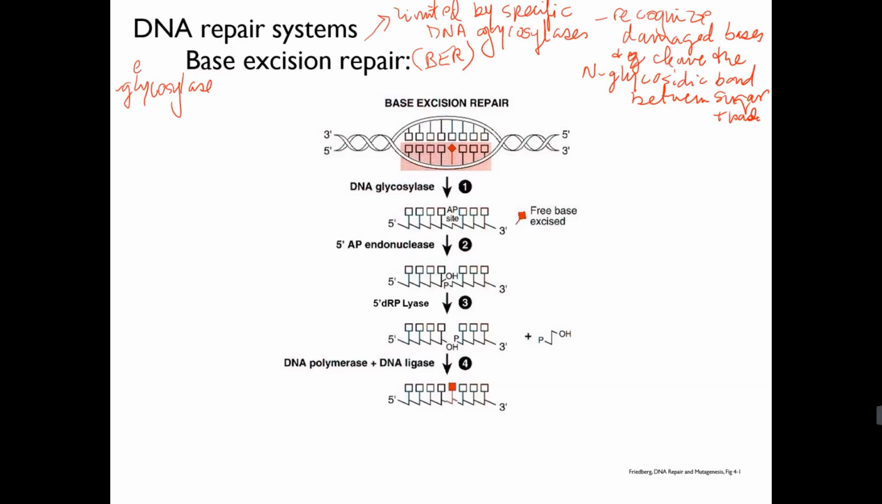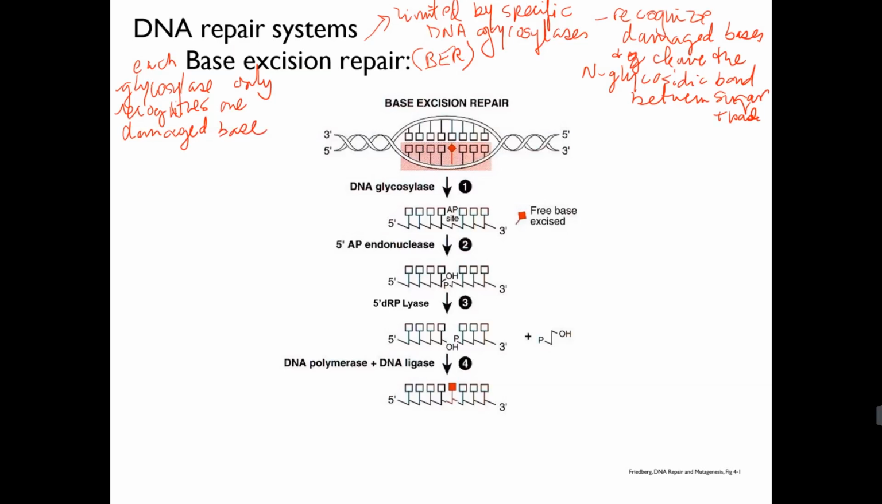So each of them only recognizes one damaged base. And so this means you can fix a base damage as long as you have a specific glycosylase for it.